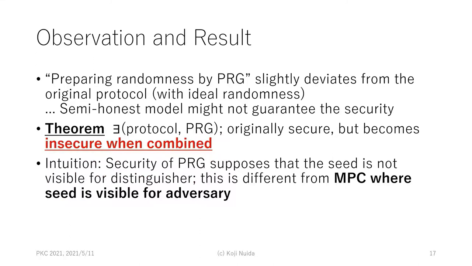I think that the essential reason behind such a counterexample is the security notion of MPC, where the random seed is visible to the adversary. This is a stronger situation than the security notion for PRG, where the distinguisher cannot view the random seed. Therefore, it is not a contradiction that the security of a PRG does not guarantee the security of MPC.